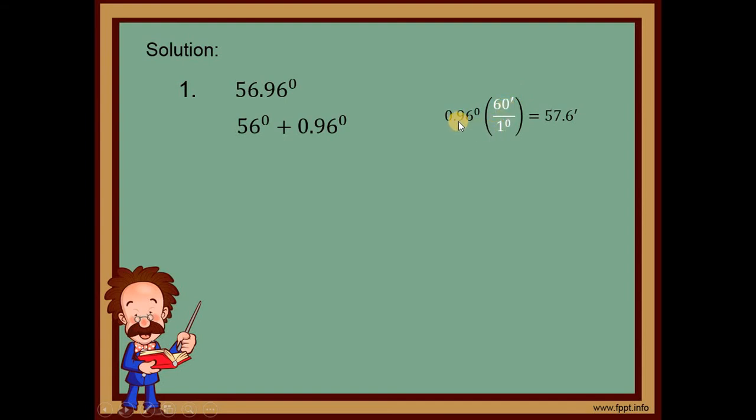So, we have 0.96 degrees times 60 minutes over 1 degree. Yung degree, cancel out. Ang matitira na lang is 0.96 times 60. And we get the answer, 57.6. And the unit is minutes. Now, 57.6 minutes can be rewritten as 57 minutes plus 0.6 minutes. Now, yung 0.6 minutes, hindi pa umabot ng 1 minute yan.